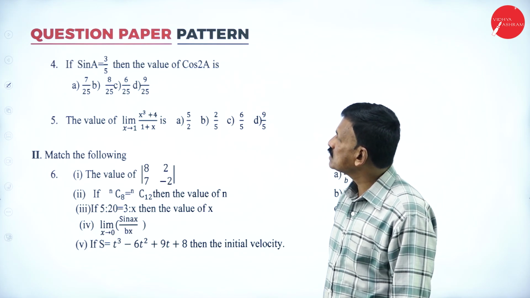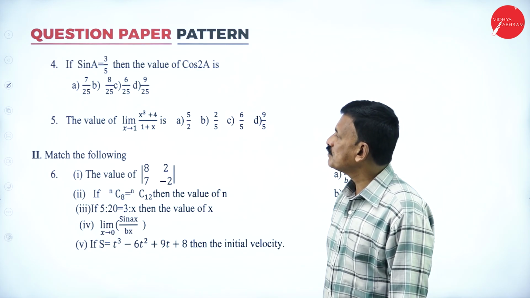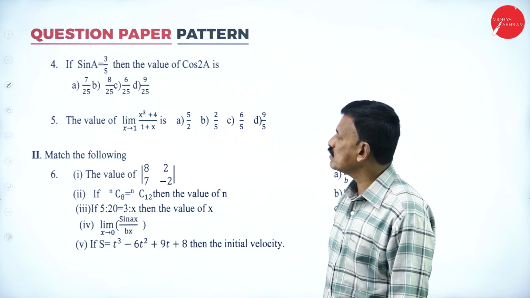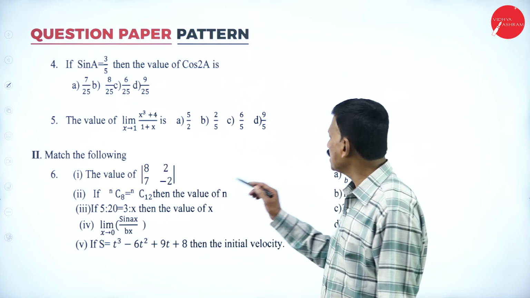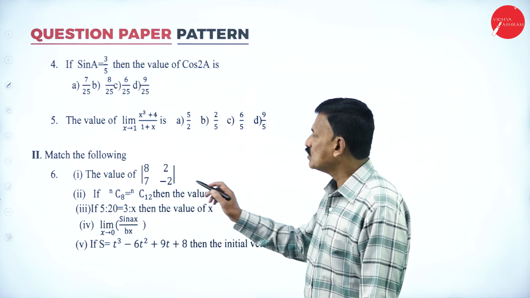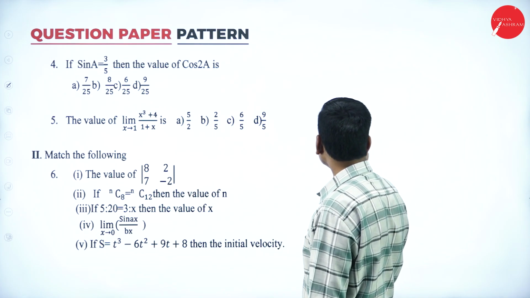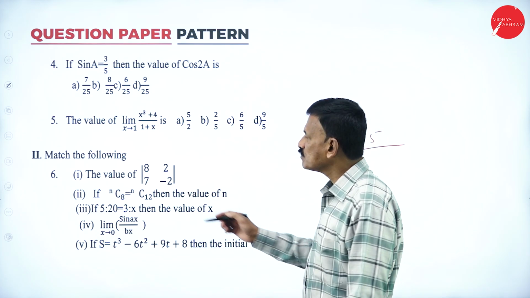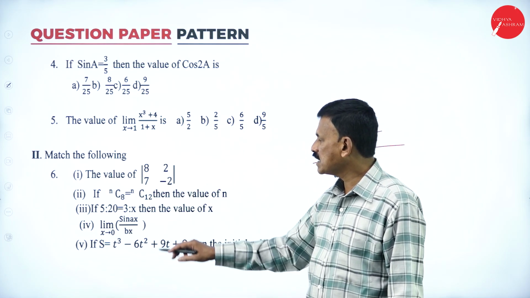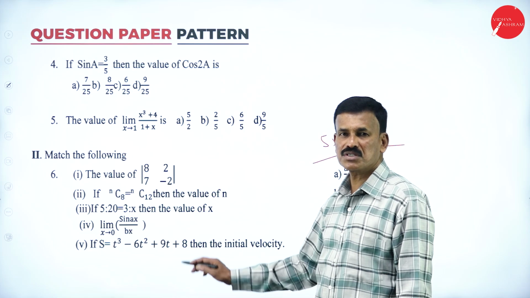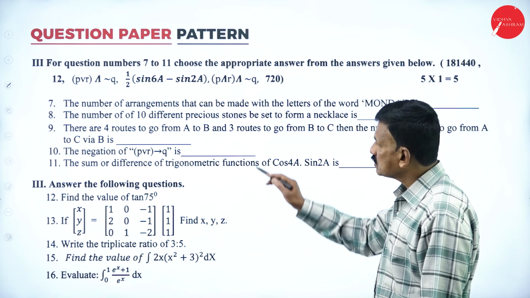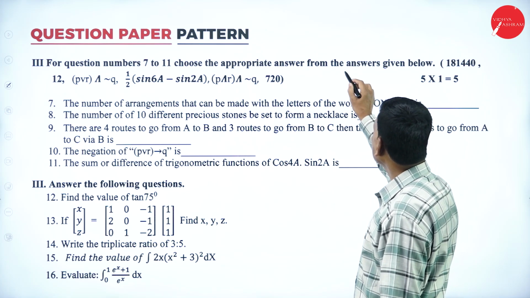And the fourth is from trigonometry. And the fifth question is from limits. And again, match the following. 5 match the following questions are there. Each carries 1 mark, so 5 into 1 is 5 marks for this also. The first problem is from determinants, then permutations and combinations, ratios and proportions, again limits, and the application of derivatives, that is rate measure.